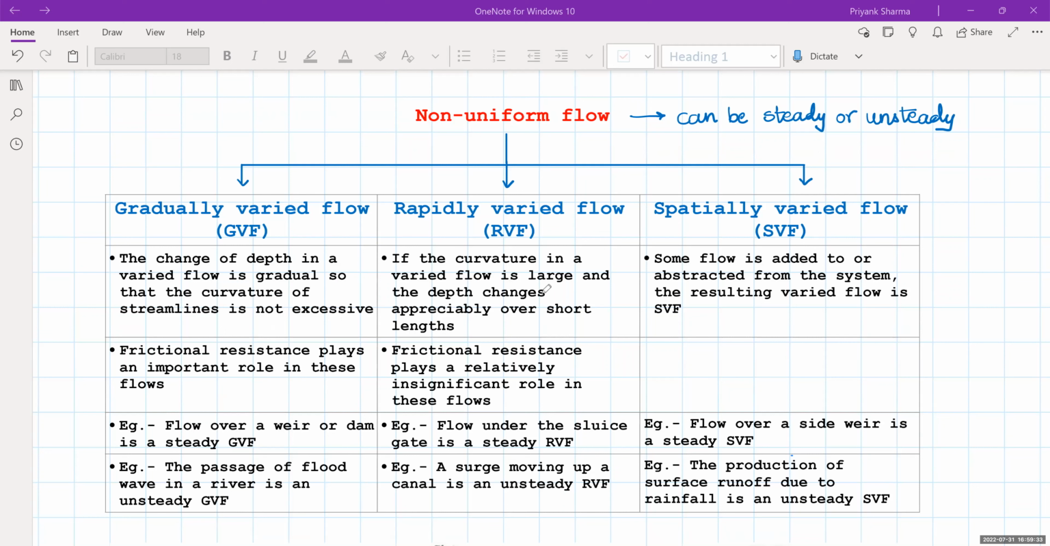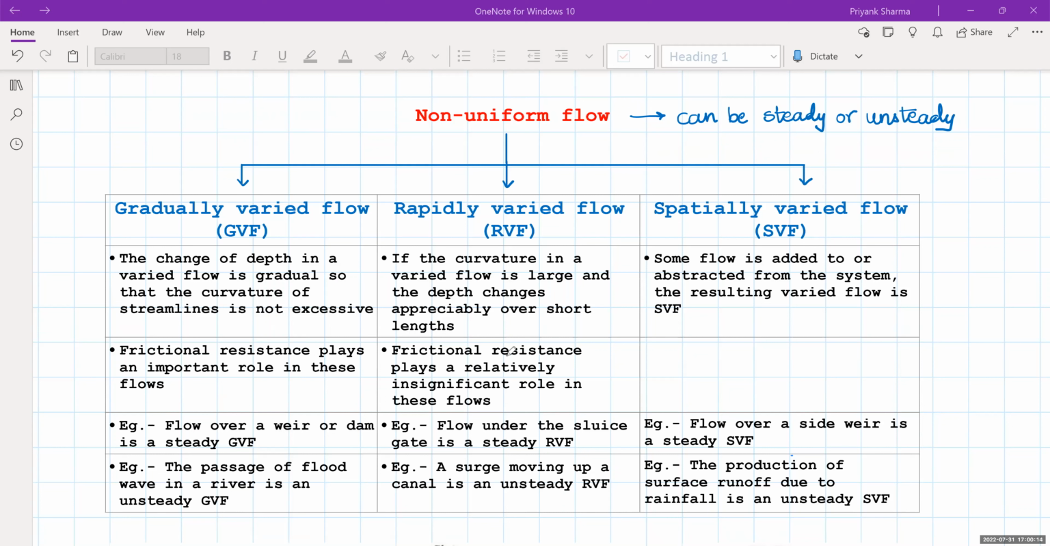Now in case of a rapidly varied flow, the curvature is very large, so it can be something like this. In a very small distance, there is a sudden drop or sudden rise in the depth, that is called rapidly varied flow. And in spatially varied flow, usually some amount of water is added to the system and some amount of water is removed from the system. So along the space, the water amount or volume is added or subtracted, that is called a spatially varied flow. In case of GVF, frictional resistance is very important, while in case of RVF, frictional resistance is very insignificant.